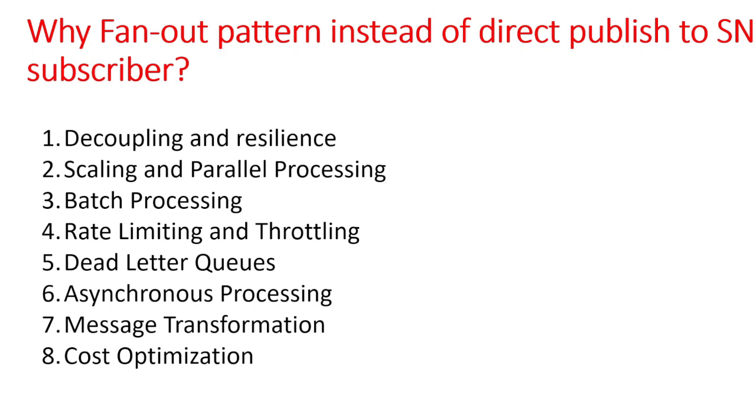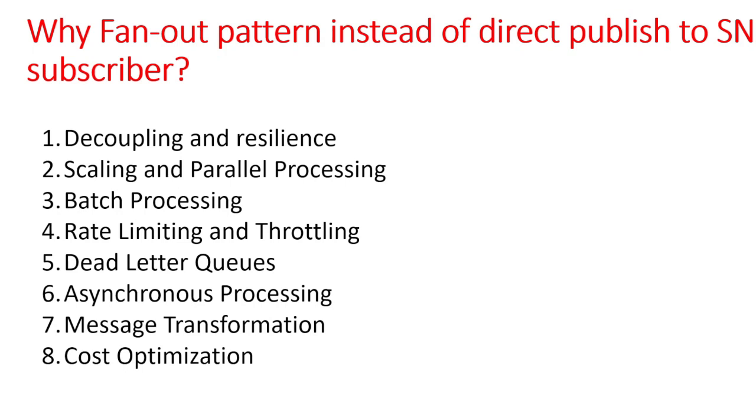First is the decoupling and resilience. By using the SQS queues as intermediaries between the SNS and the Lambda function, you decouple the producer, which is the SNS, from the consumers, which is the Lambda functions. This decoupling provides resilience and fault tolerance. You know that the SNS just guarantees one-time delivery and it's essentially throwing over the wall, but by using the SQS in between, you can configure the retries, you can prevent the message loss.